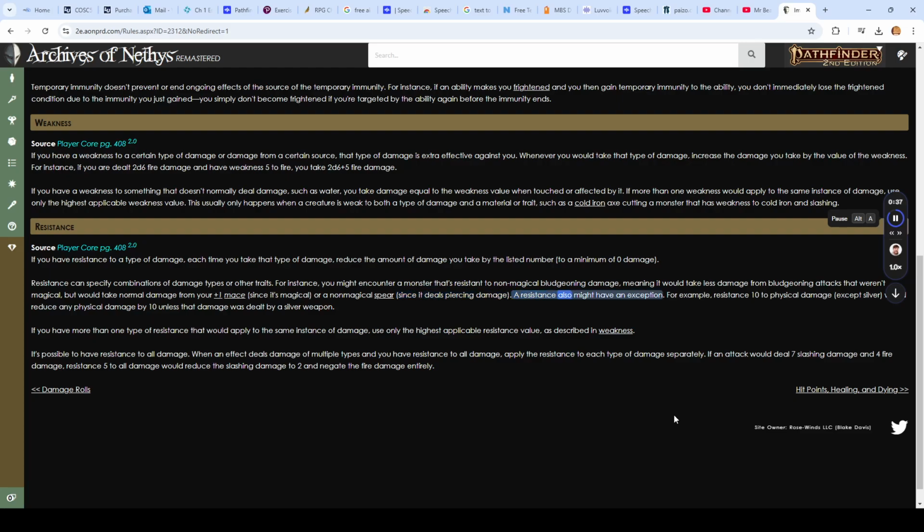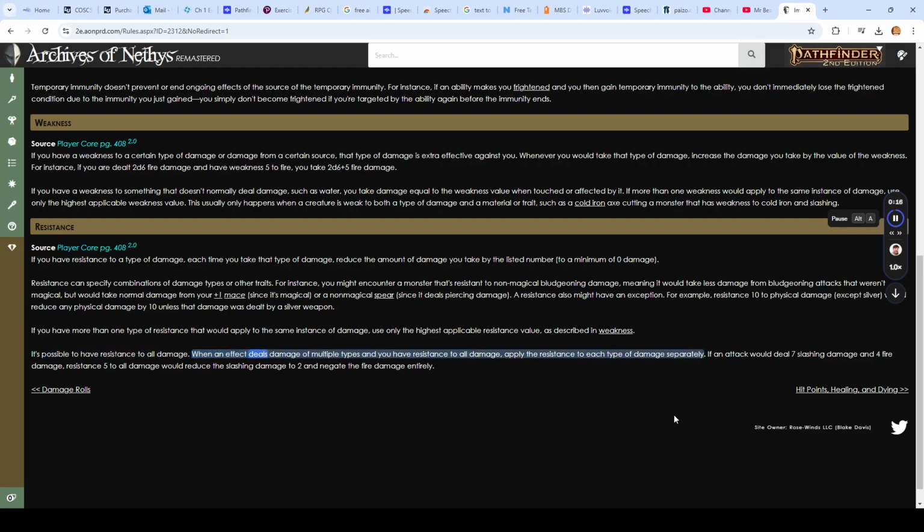A resistance also might have an exception. For example, resistance 10 to physical damage except silver would reduce any physical damage by 10 unless that damage was dealt by a silver weapon. If you have more than one type of resistance that would apply to the same instance of damage, use only the highest applicable resistance value, as described in Weakness. It's possible to have resistance to all damage.